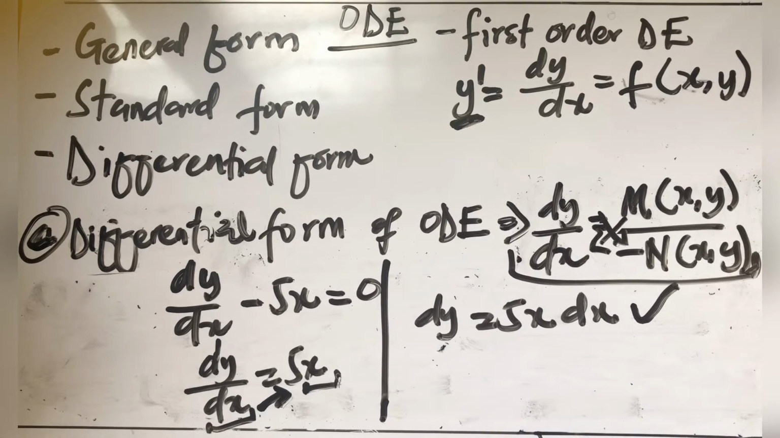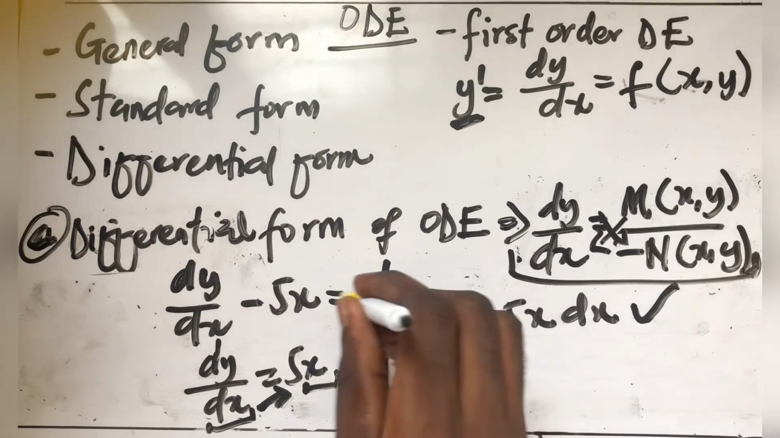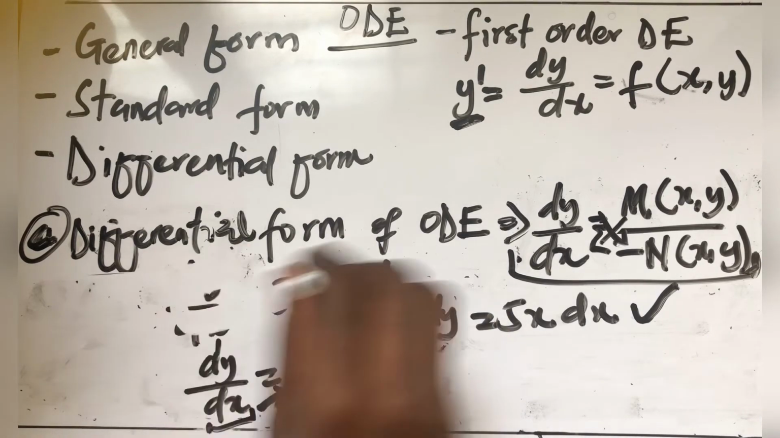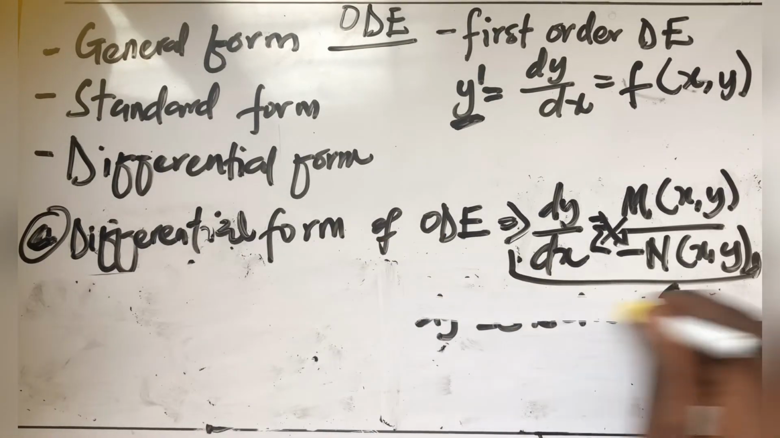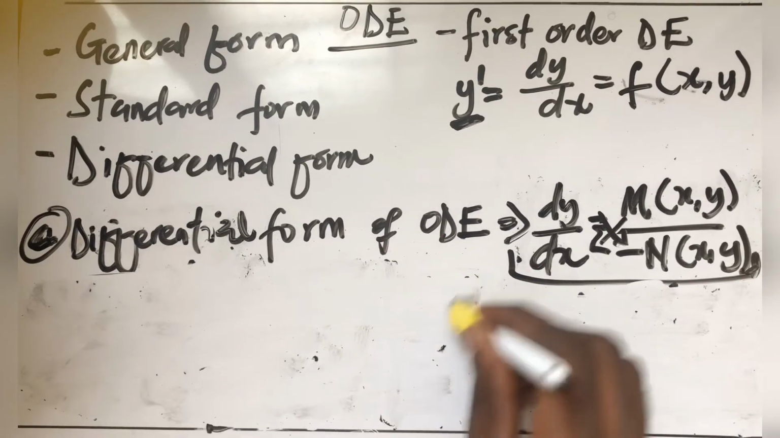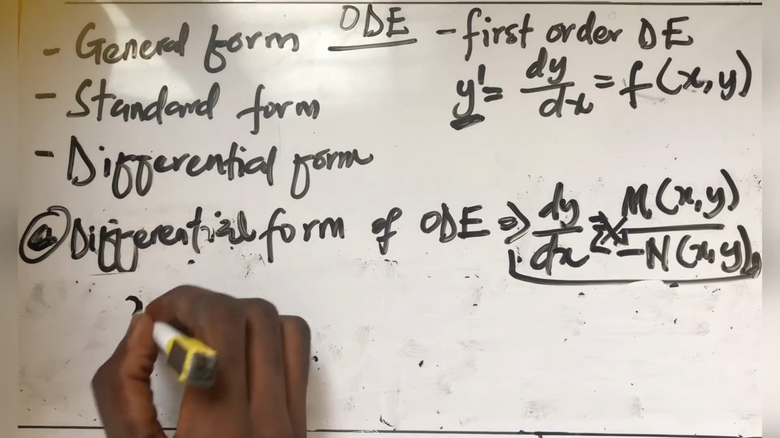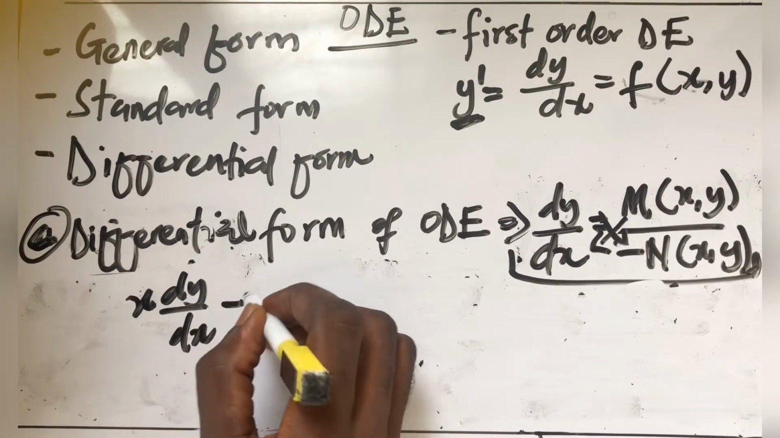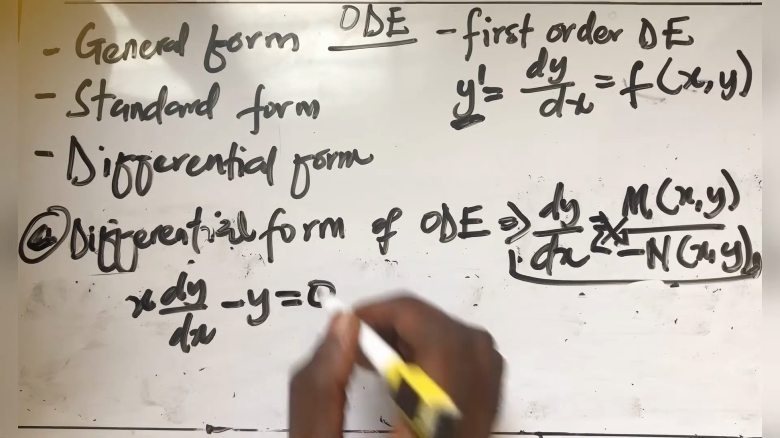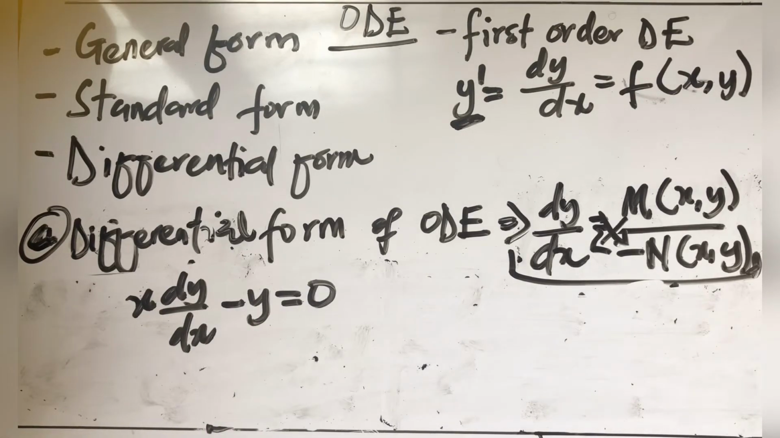Now let's move on to another example. Let me clean this one up. So now let's say we have another example in this format: x dy dx minus y is equal to 0. So this differential equation is in the general form. So now we are going to convert this into standard form.